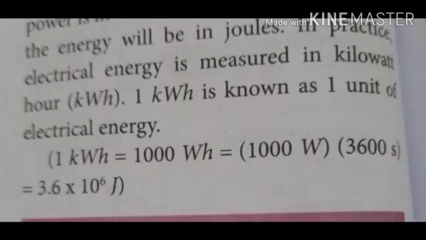Next, electric energy. It is measured in joule. Practically, it is measured in kilowatt hour. So 1 kilowatt hour is equal to 1000 watt hour. It can be written as 1000 watt into 3600 second, that is equal to 3.6 into 10 power 6 joule. So 1 kilowatt hour is equal to 3.6 into 10 power 6 joule.